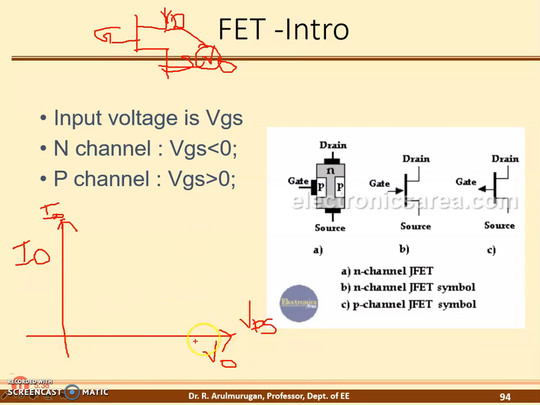The next one: do I want to do the construction or working of the N channel, or the P channel? I want to perform the N channel. For the N channel, VGS equal to 0 or VGS less than 0 is applied. There are two cases. Case number 1 is VGS equal to 0. Case number 2 is VGS less than 0.